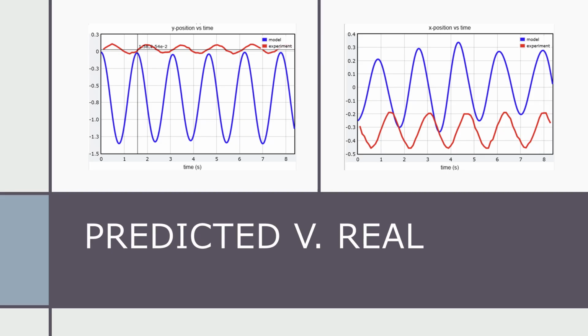I also have my predicted versus real position graphs. So the blue is the computational model, and the red is the data that I extracted from tracker. You can see that I have the Y position time on the left and the X position time on the right.